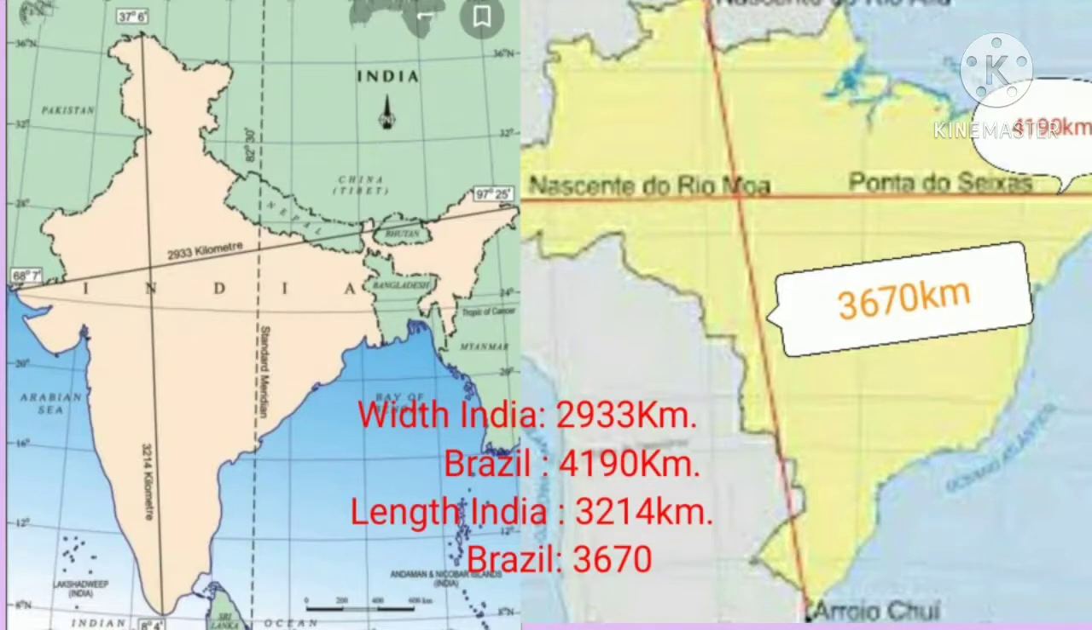Width of India is 2933 km and Brazil 4190 km. Now comparing the length of India and Brazil, India's length is 3214 km and Brazil 3670 km. It means comparatively the length and width of Brazil is more than India.